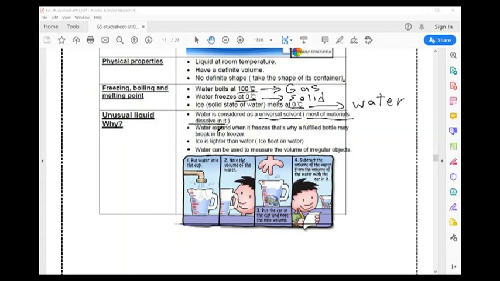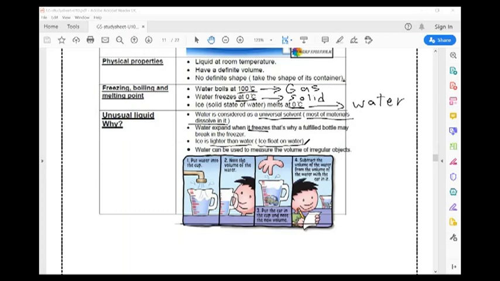Water expands when it freezes. When the water freezes, its volume increases. That's why a completely filled bottle may break in the freezer. When water changes into ice, its volume becomes larger than the same amount of water when it was liquid. So ice is lighter than water, or ice floats on water.